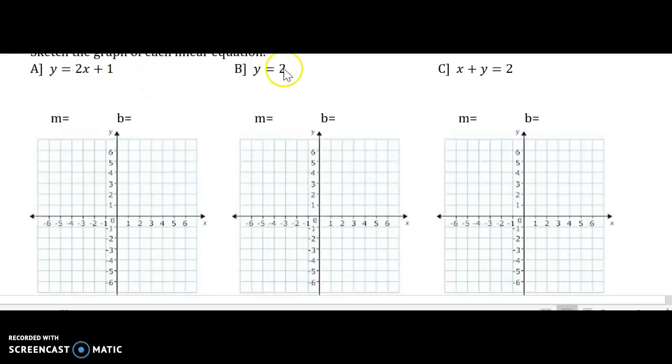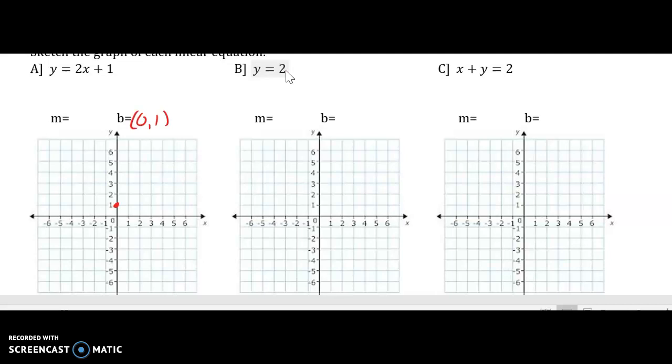Okay, so we're going to sketch the graph of the linear equation. We've got our first line. Our y-intercept is +1, so we go up 1 and put our point. That means the y-intercept is (0, 1). Our slope is 2, so we go up 2, right 1. We can go up 2, right 1 again, or we can go down 2, left 1. You can go down and left for positive.